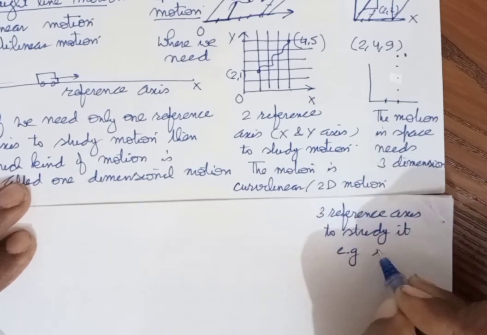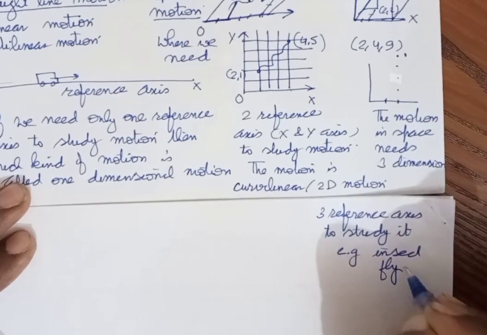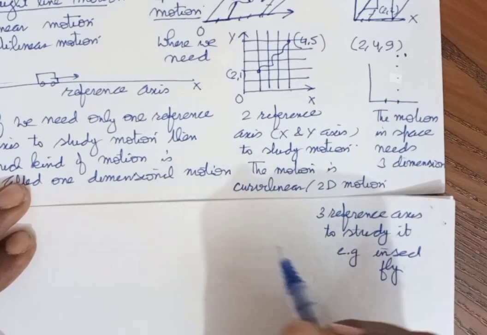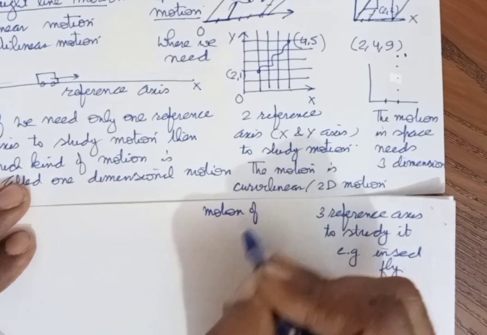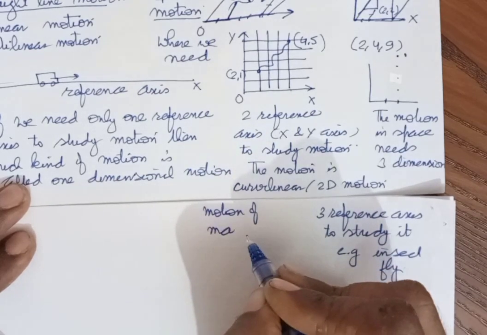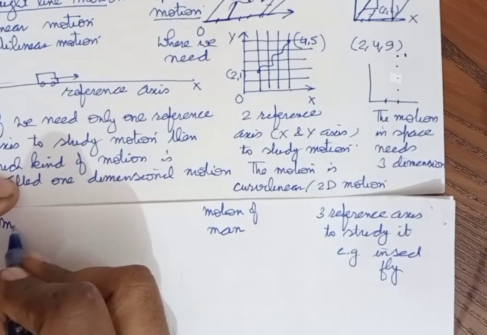Example, insect, motion of insect, fly. In second case, motion of man. Yeah, man is walking on road. Here motion of train.